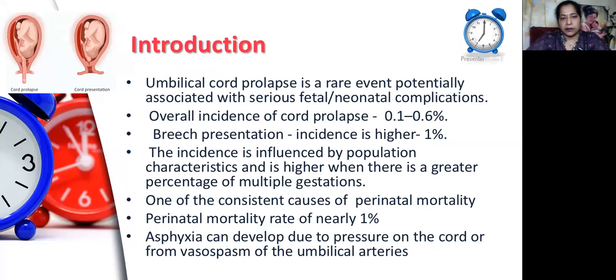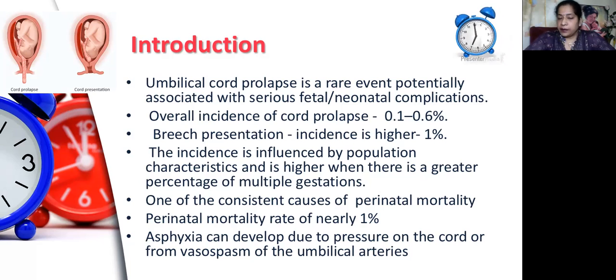It is a rare event potentially associated with serious fetal and neonatal complications. The overall incidence of cord prolapse has been found to be 0.1 to 0.6%. That is nearly 1 to 6 in 1,000 deliveries. In breech presentation, this incidence is a bit higher, 1 in 100. This incidence is influenced by population characteristics and is higher when there is a greater percentage of multiple gestations. One of the consistent causes of perinatal mortality is cord prolapse, and mortality rate in these situations is nearly 1%.